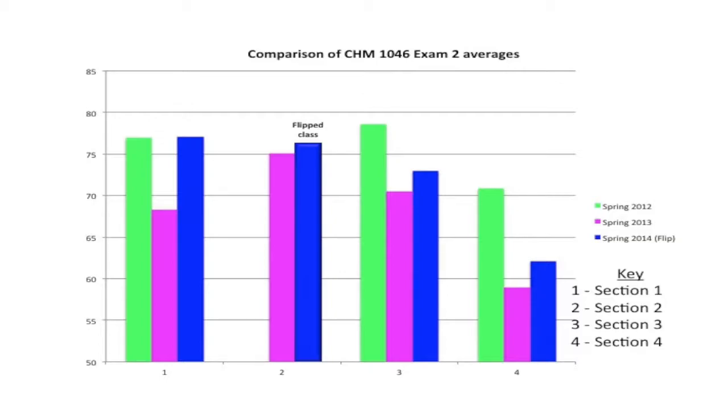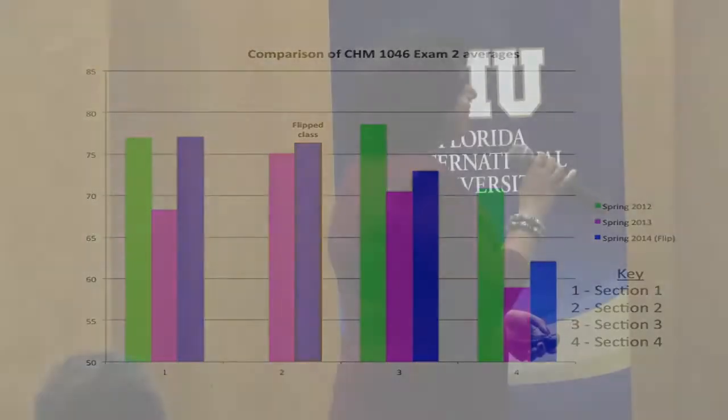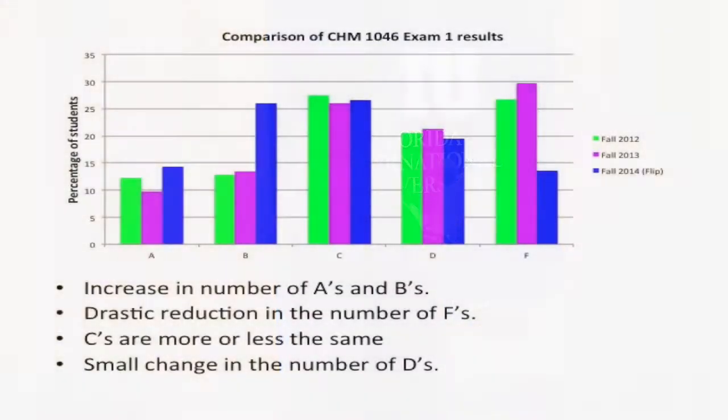And these are the final exam averages. Okay, so the final exam questions are kind of similar. So you can see that the flipped class did a lot better than the classes in the previous semesters.